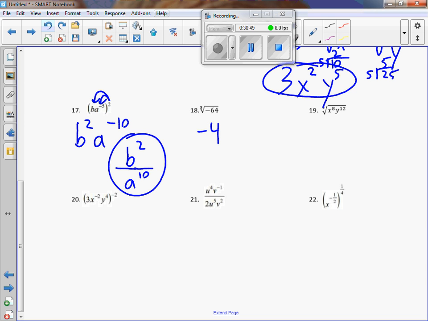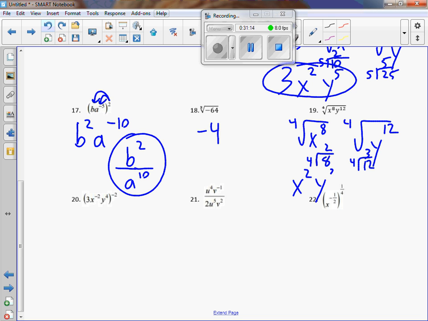Number 19, again, 2 pieces under the radical with a root number outside. We're trying to simplify it, so we will separate it. This first one, 4 into 8 goes twice, so I get x squared. 4 into 12 goes 3 times. We get y to the 3rd. That's your final answer.